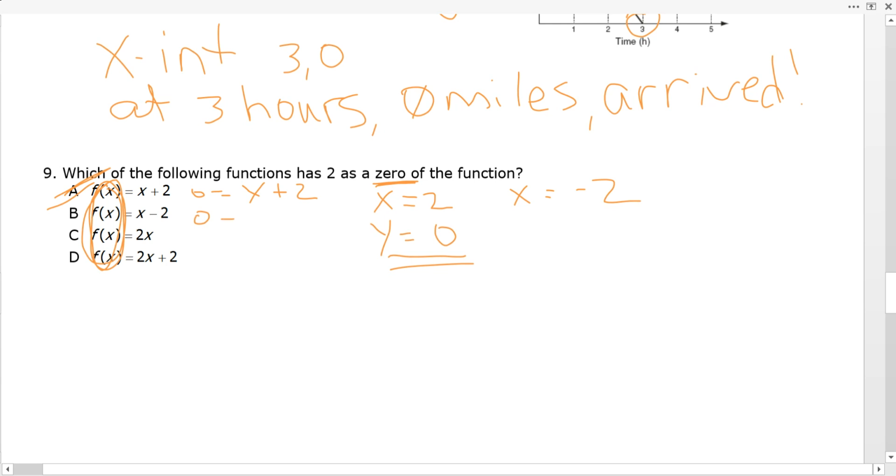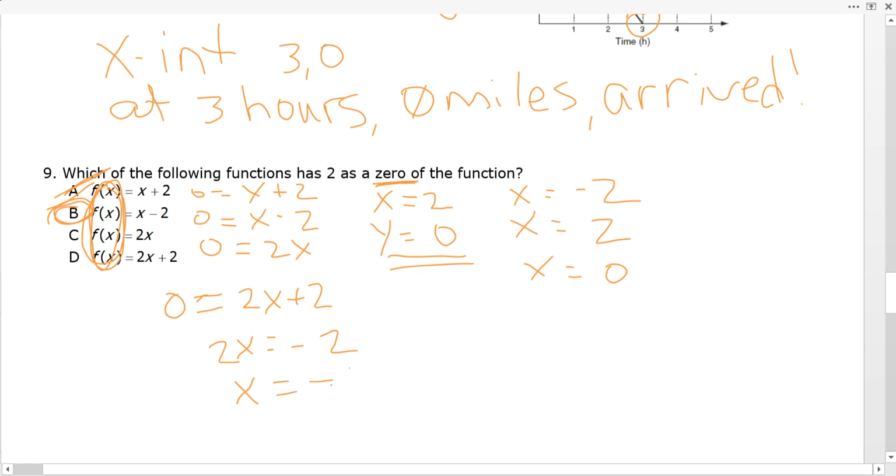If I have 0 equals x minus 2, I add 2 to both sides and I end up with x equals 2. Ooh, I think that's it. Let's double check. If I have 0 equals 2x, I divide both sides by 2 and I end up with x equals 0. And if 0 equals 2x plus 2, I take 2 away from both sides, so I have 2x equals -2, x equals -1. So my answer is B.